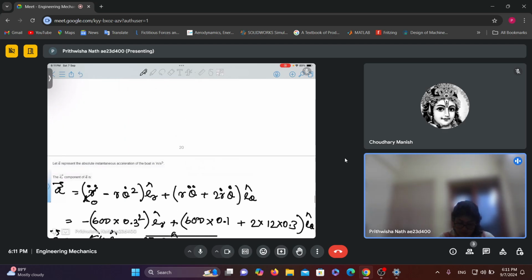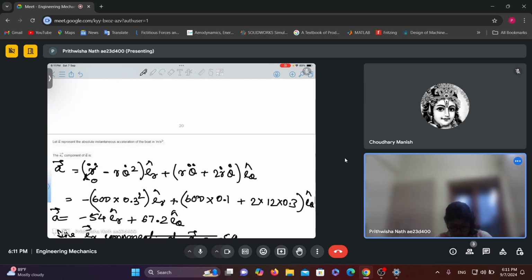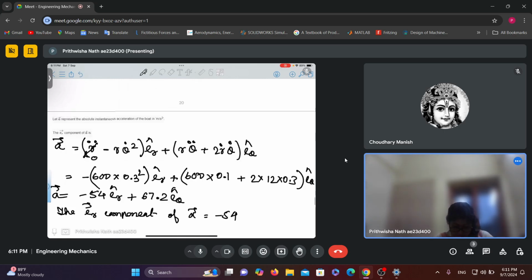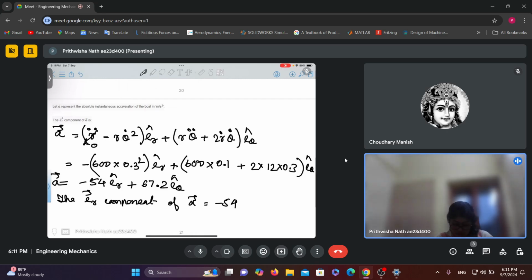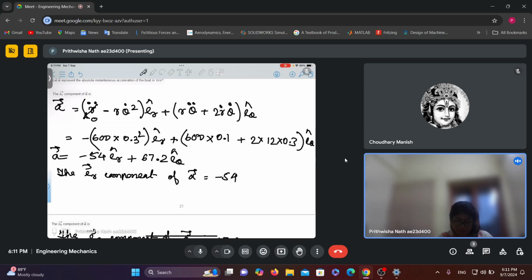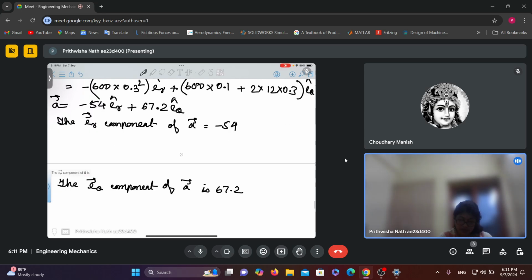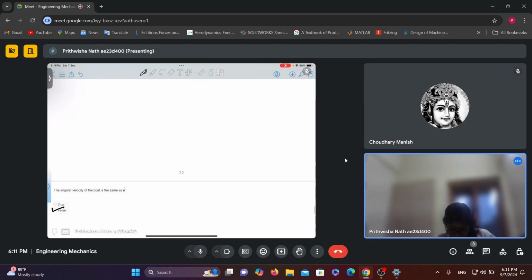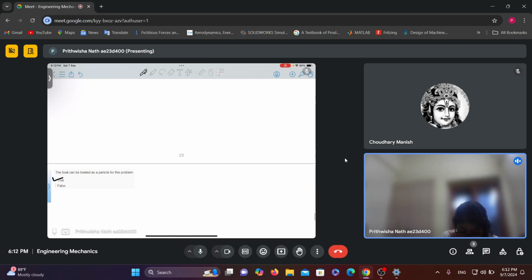Similarly, we need to solve for acceleration. R double dot is 0. By substituting all the values, we get the e_r component of acceleration as minus 54 and the e_theta component as 67.2. The angular velocity of the boat is not the same as theta dot. The boat can be treated as a particle for this problem. It is true.